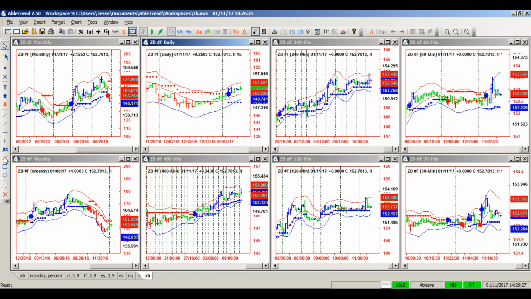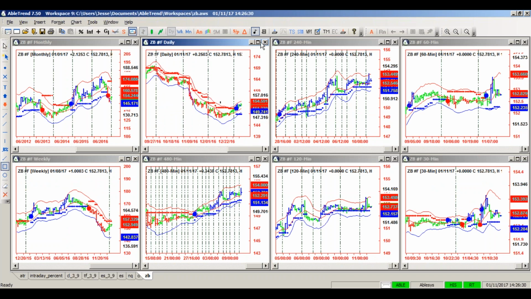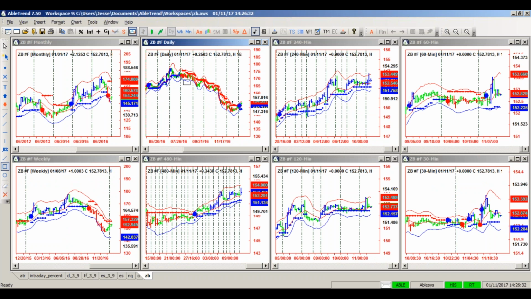We see in the daily chart here the setup from back then, right? So when prices were up above support, give me just a second.